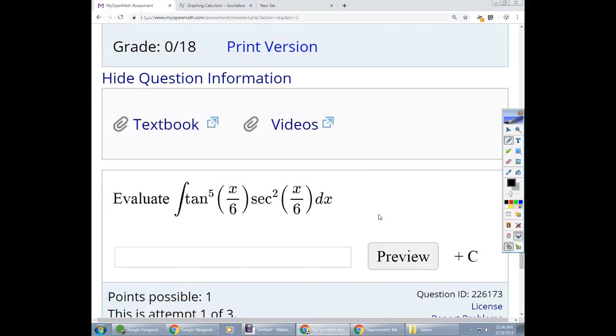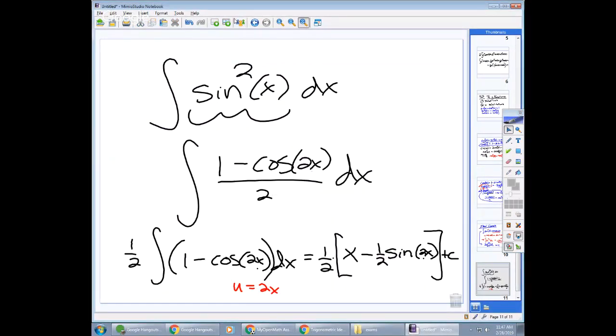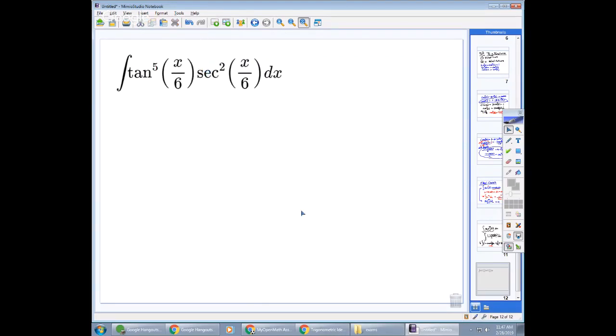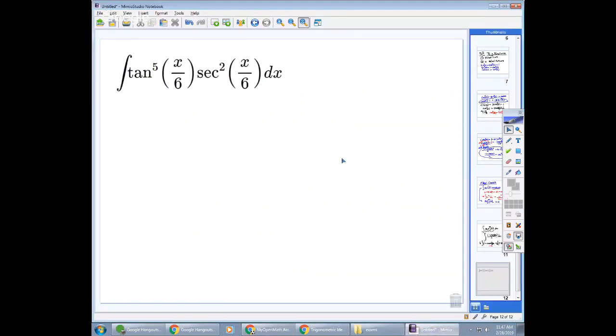Tangent to the 5th power of x over 6 times secant to the 2nd power of x over 6. What can we do with this? So I'm going to screenshot that. I think it's number 2 or 3. All right, so that was question number 2, yeah. It's a beauty. All right, so we have tangent and secant, and so I got to think about their relationship to one another. Like, what's the derivative of tangent? Secant squared. Oh my, there's a secant squared sitting right there. Score! Okay, so it's not as bad as it looks.